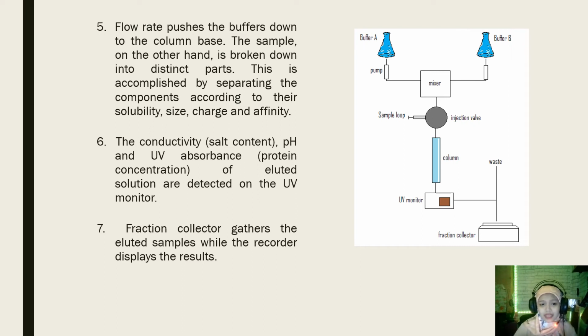The conductivity, which is the salt content, pH, and also the UV absorbance, which is the protein concentration of the eluted solution, are detected on the UV monitor. And lastly, the fraction collector gathers the eluted sample while the recorder displays the result.